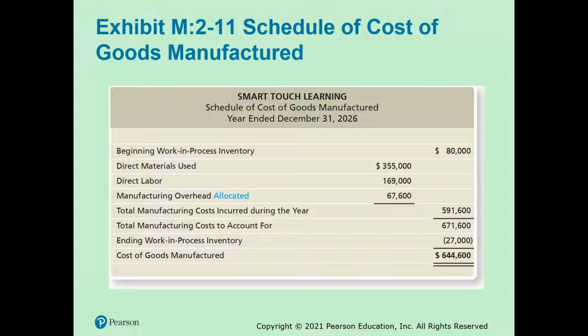Here, Exhibit 2-11 shows the schedule of cost of goods manufactured for Smart Touch Learning for 2026. The cost of goods manufactured total cost is $644,600. It is the same value shown as a debit in the finished goods inventory T account that you saw in the previous slide. Schedule of cost of goods manufactured for Smart Touch Learning for the year ended December 31st, 2026.